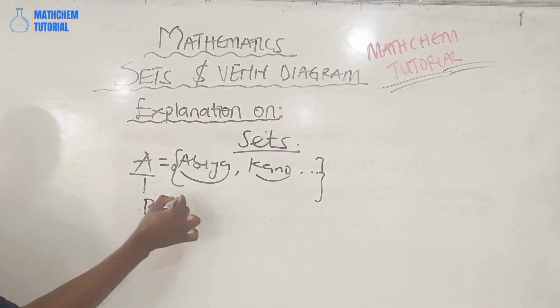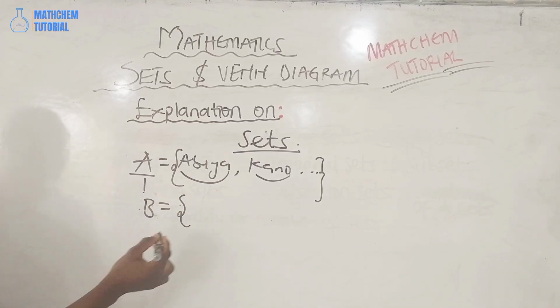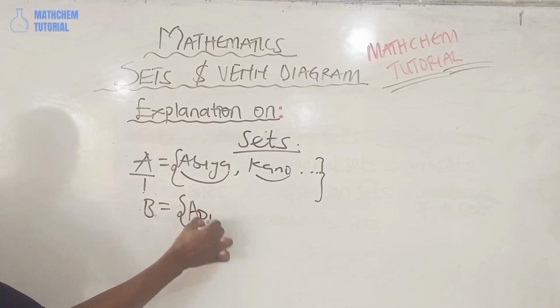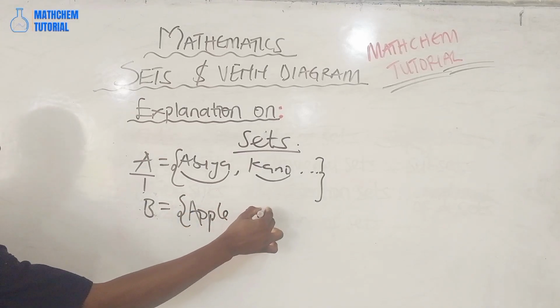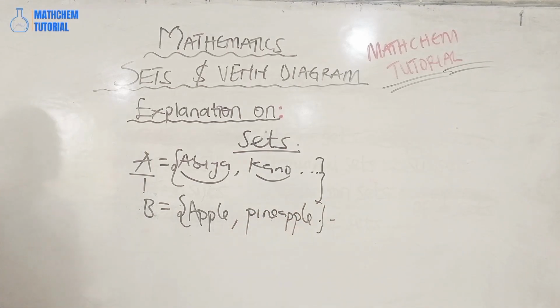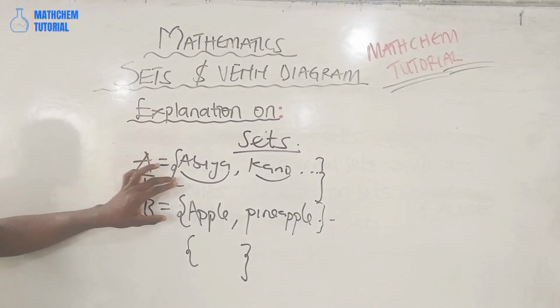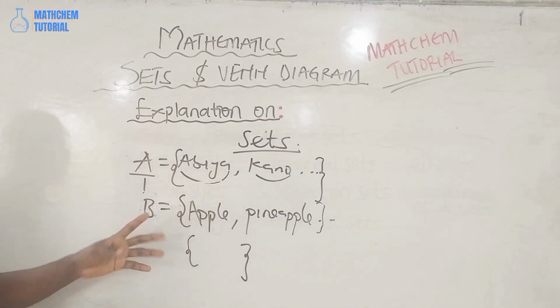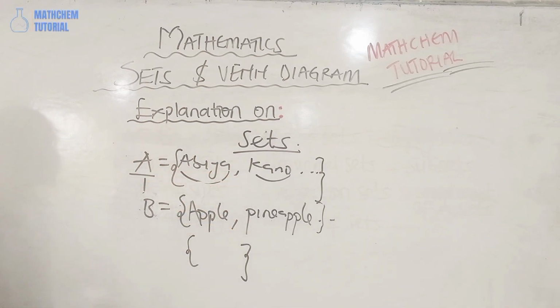Such as if you have a set B, let me use B. A set B can be fruits. So all the fruits we have, like apple, pineapple, and all other fruits, etc. And a set is denoted by a curly bracket. This bracket is known as a curly bracket. So in summary, a set simply means when you collect all like terminology or like elements together. So that's what we call sets.